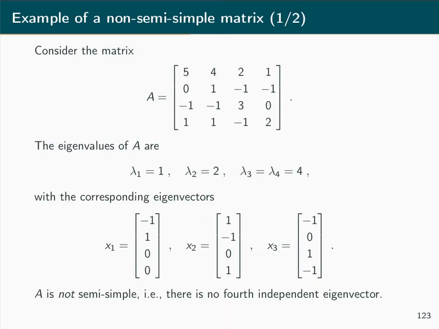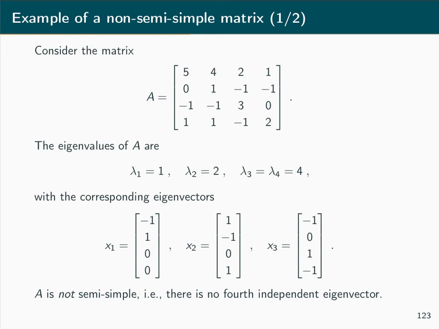To get a better illustration of what the general Jordan form looks like, we have here an example of a non-semi-simple and of course non-simple matrix A, which is defined as shown here, and it turns out that it has the eigenvalues lambda 1, lambda 2, and then the repeated eigenvalue lambda 3 equals lambda 4 equals 4.